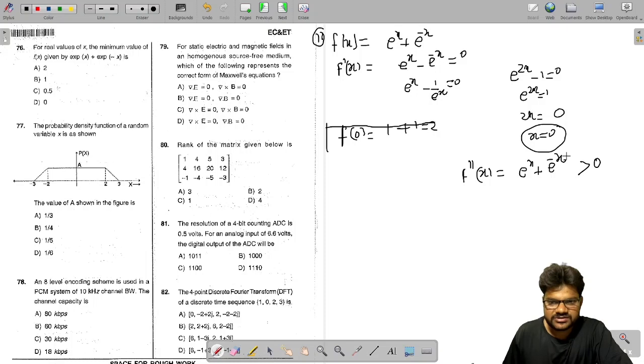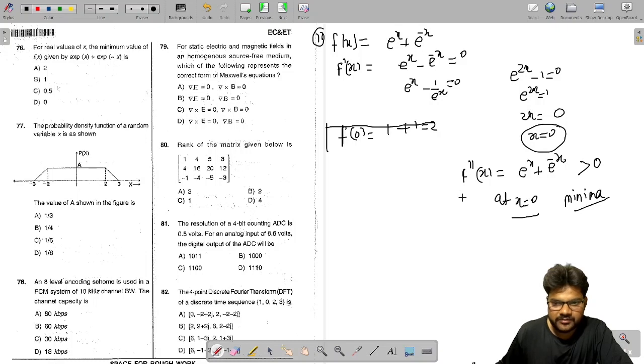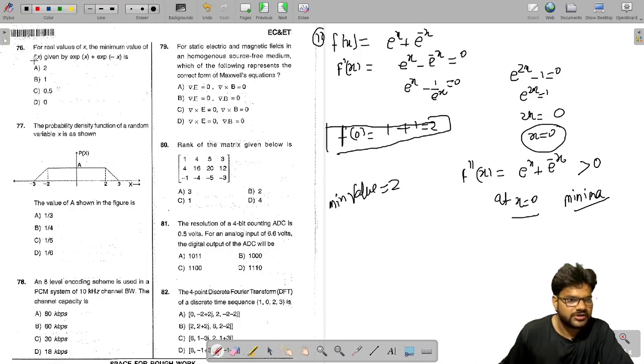If f double dash x is greater than 0, it means that at x equals 0 the function will attain its minimum, and the minimum value at x equals 0 is 2. So the minimum value is 2, and the correct option is 2. Or you can check this by graph.